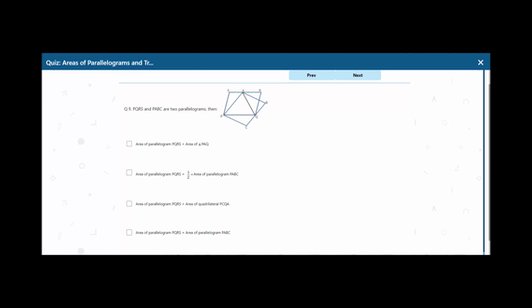Mahantesh, answer this. PQRS and PABC are two parallelograms. Then area of PQRS is 2 times area of... Option A. Which one? D option, ma'am.